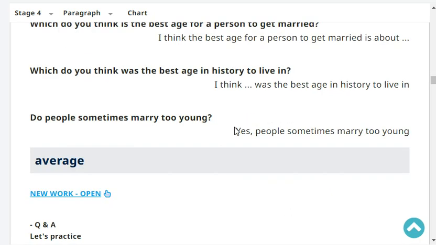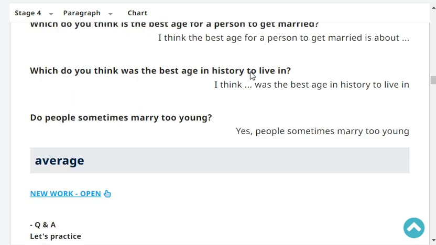Greg, which do you think was the best age in history to live in? I think 20th century. I think the 20th century was the best age in history to live in. Very good.